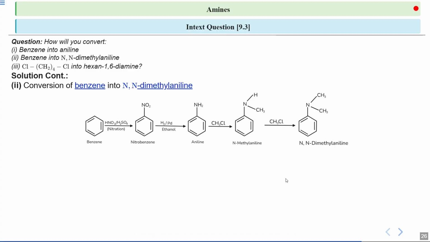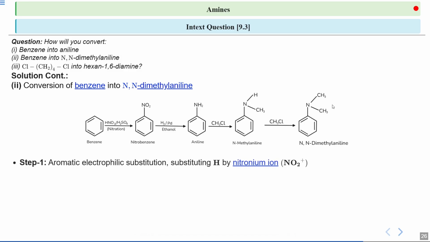So over here you see the reaction pathway. One by one we will discuss it. First step is an aromatic electrophilic substitution, where a hydrogen atom is replaced by a nitronium ion. If you see over here, one hydrogen from this benzene is replaced by a nitronium ion, NO2+. So this is a very common way to introduce a nitro group into an aromatic ring.